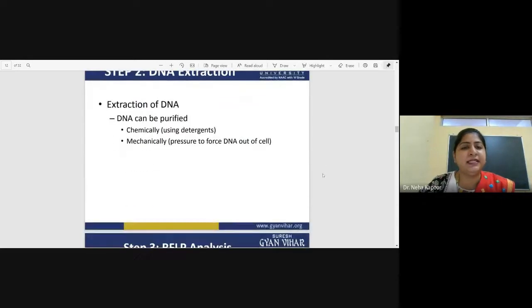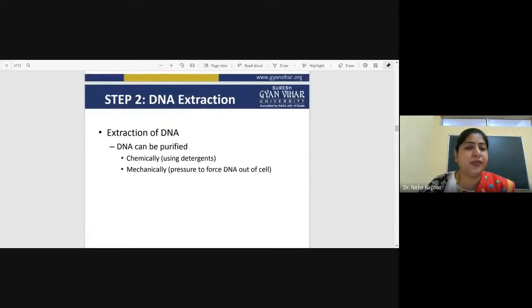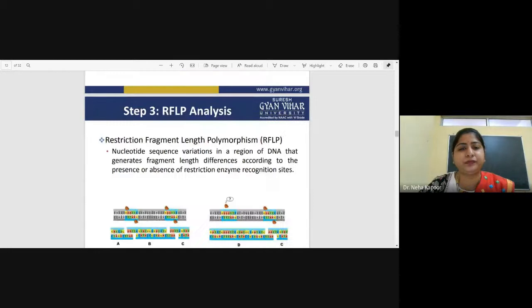Next is step 2, DNA extraction. Now, after collection of the sample, the next step is the extraction of DNA. You can do the isolation by using many methods, either chemically or mechanically. Mechanically means you have to use glass beads so that you will be using force.